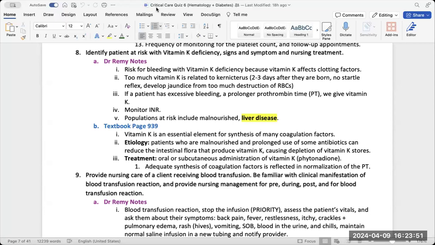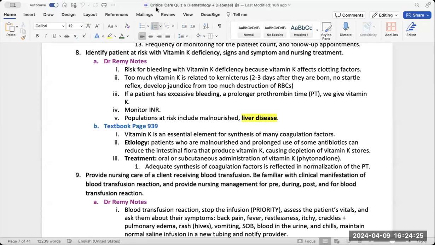But we also need to recognize the populations that are at risk. The textbook specifically said that one population that is at risk is anybody who is malnourished. If they don't have enough vitamins and are not able to take in enough vitamins, they could have vitamin K deficiency. Some antibiotics can affect the body's ability to produce vitamin K, and as a result, that can also affect vitamin K levels.